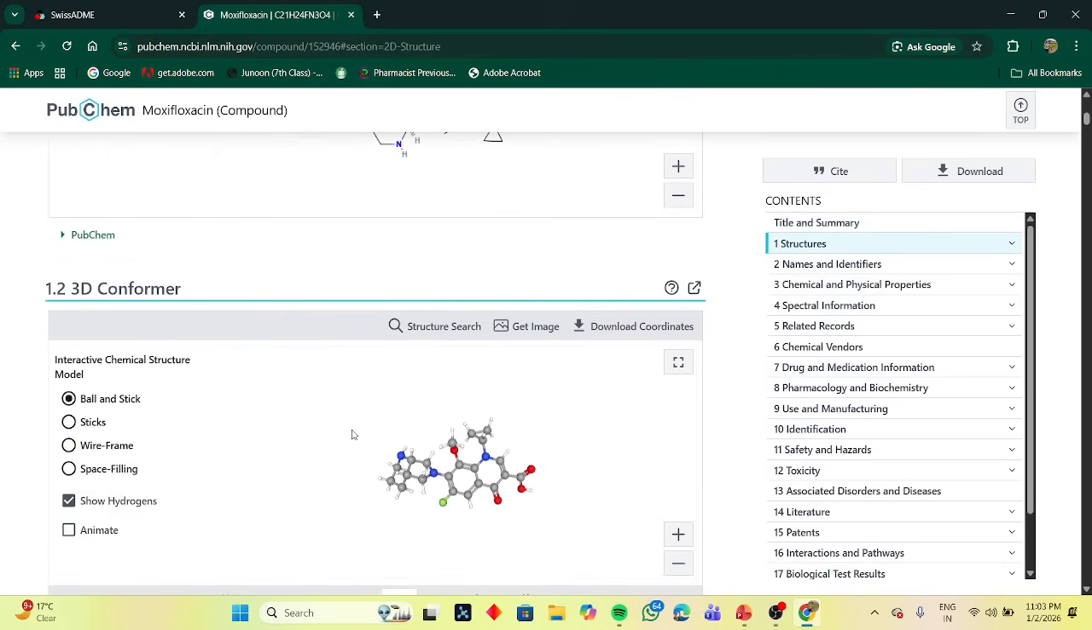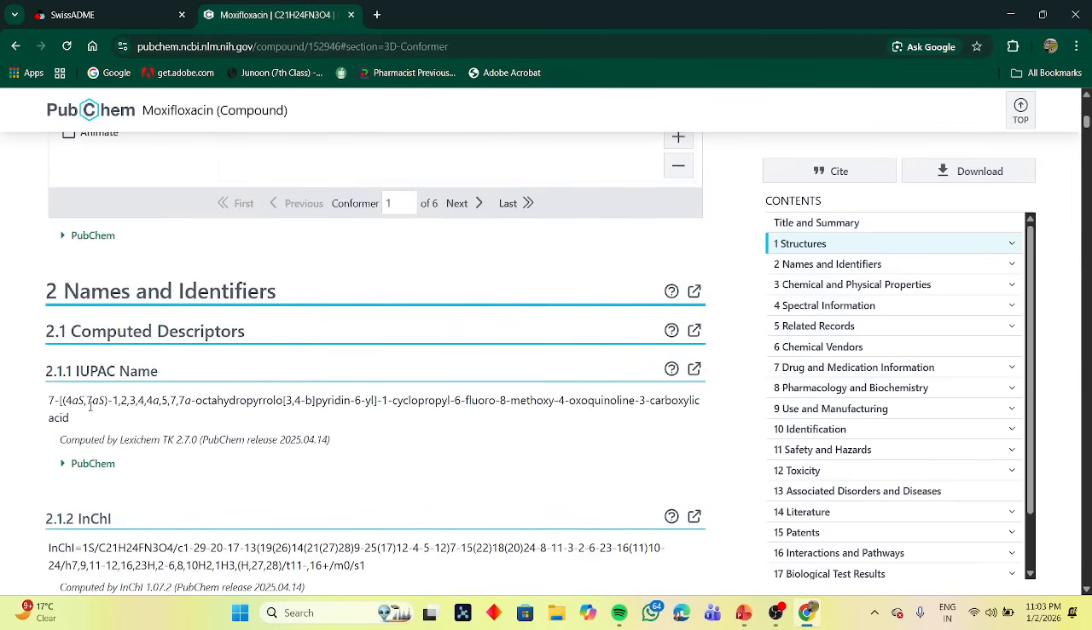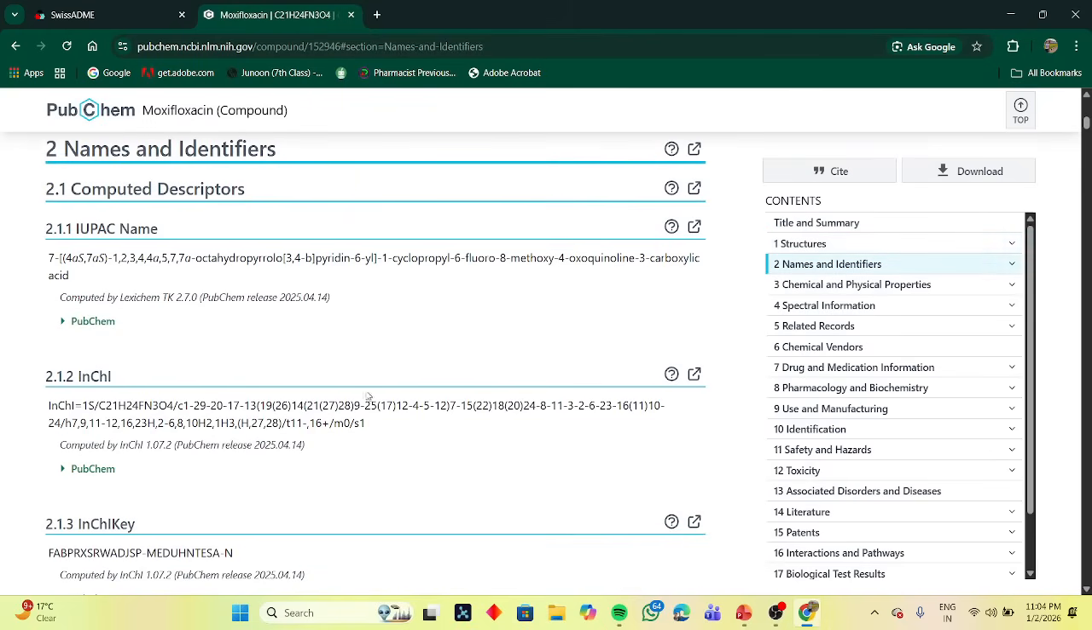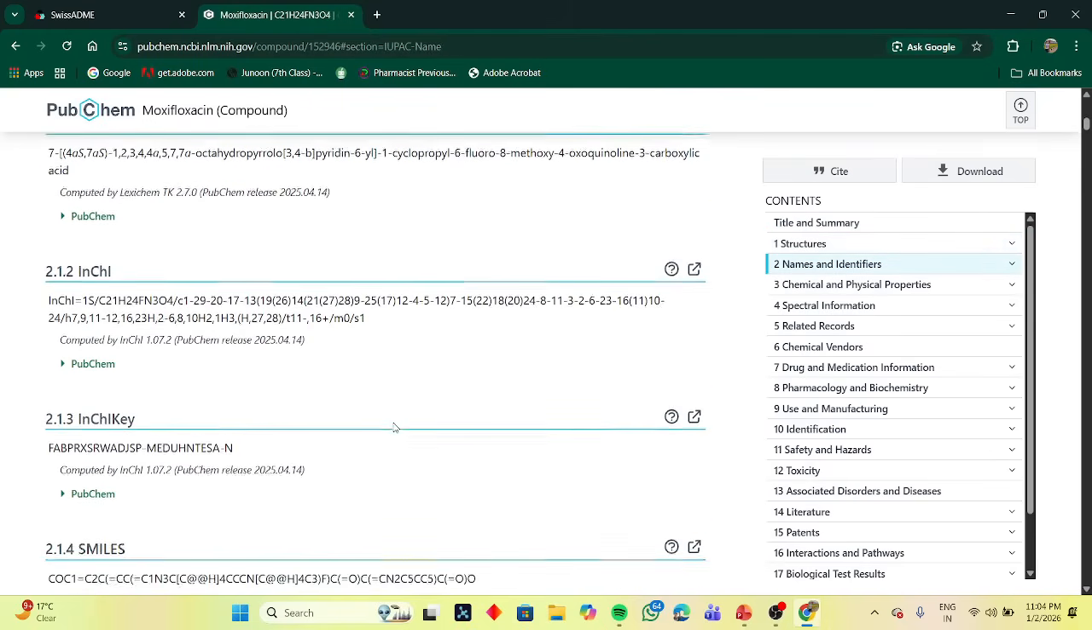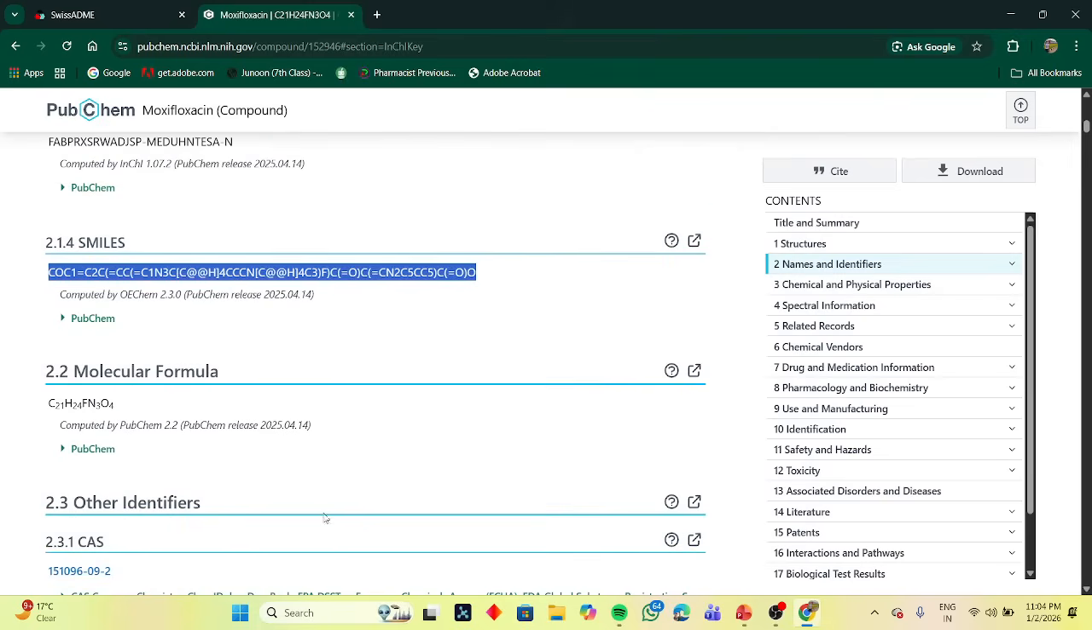Then the 3D conformer: you can see this is the ball and stick format of your moxifloxacin. Then you can go for only stick format also, wire format also. All the information is given here. Then this is the IUPAC name of moxifloxacin. InChI is another code for moxifloxacin. And you can see the easiest structural representation, that is SMILES, is given here. You just need to copy the SMILES for SwissADME.